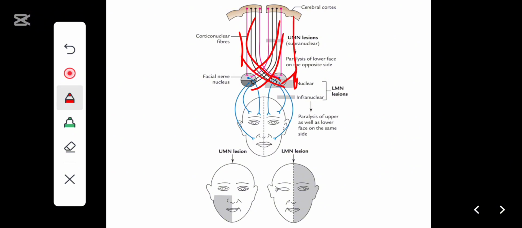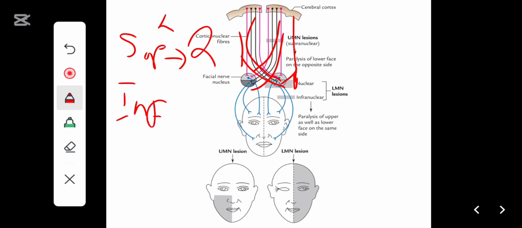So the key thing that you must get out from here is that the facial nucleus is divided into two, the superior portion and the inferior portion. The superior portion receives two fibers, one from the left and one from the right. The inferior portion just receives one fiber, which is the one from the opposite side.